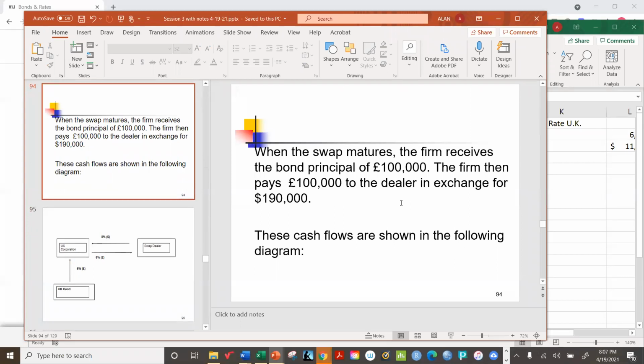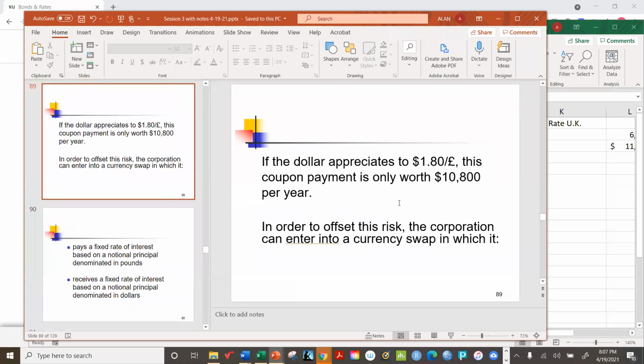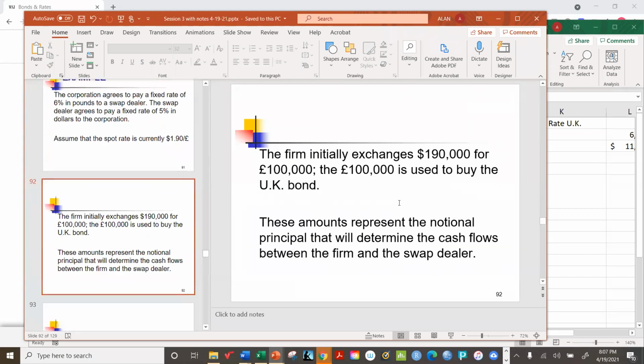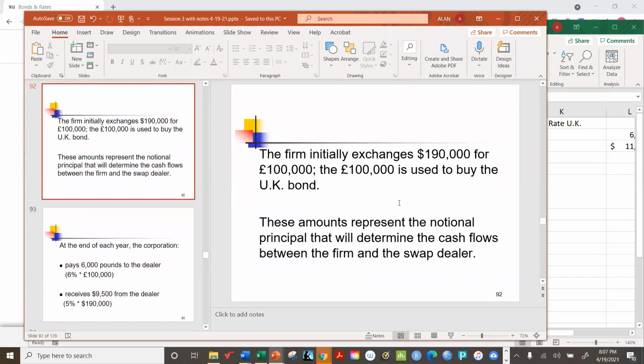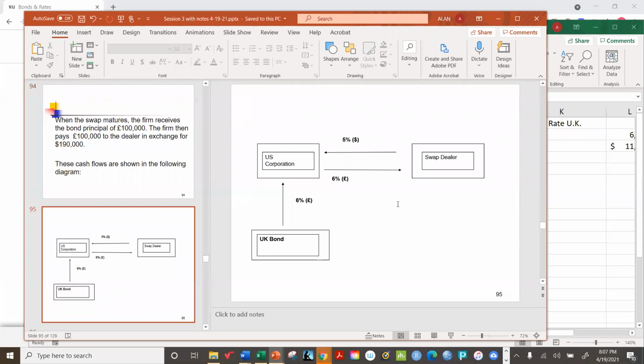At the end, initially, we do have to pay $190,000 for 100,000 pounds. At the end, those cash flows will be reversed. All right. So this is what it's supposed to look like.